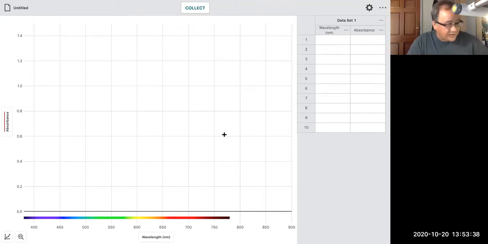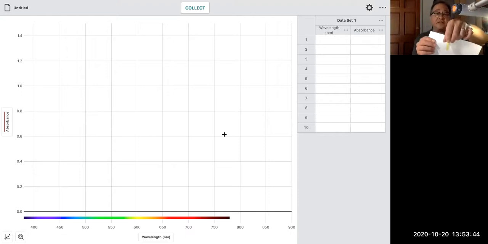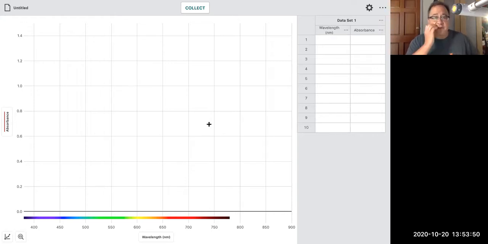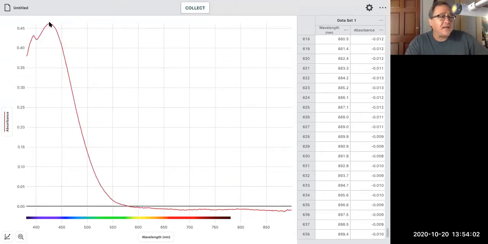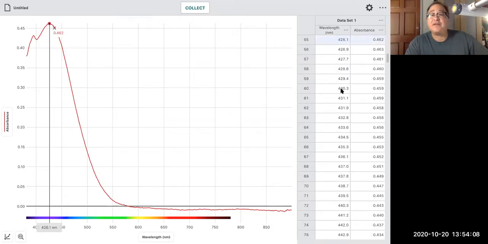And now I'm going to put in the stock solution. So here's the stock solution. You can see that it's pretty concentrated looking. And we're going to go ahead and get a full spectrum. So let's take a look at this full spectrum here. Oh, I have to push collect. So I've got this full spectrum. I'm going to put stop. And it looks like the maximum absorbance is somewhere around, let's see, 426 nanometers. And indeed, 0.462 at 426. So 426 is my maximum absorbance.